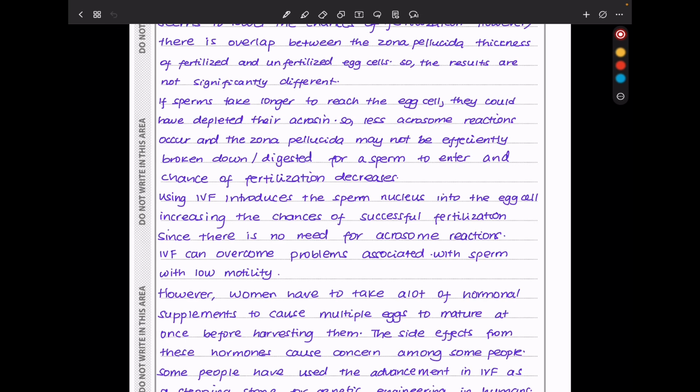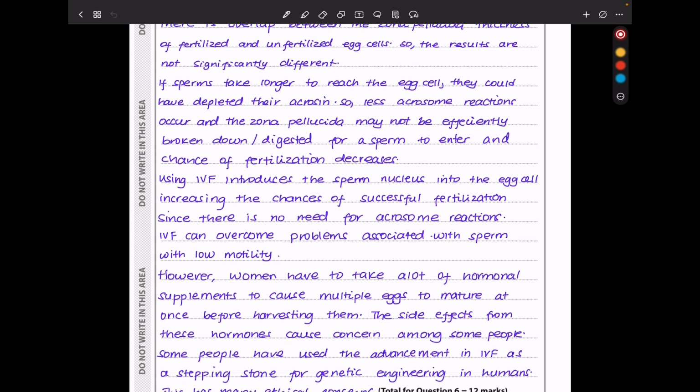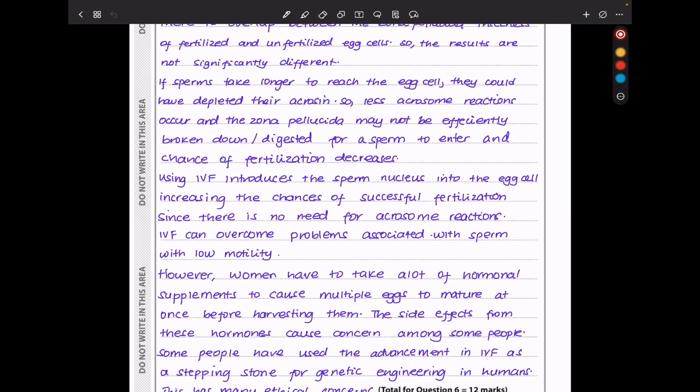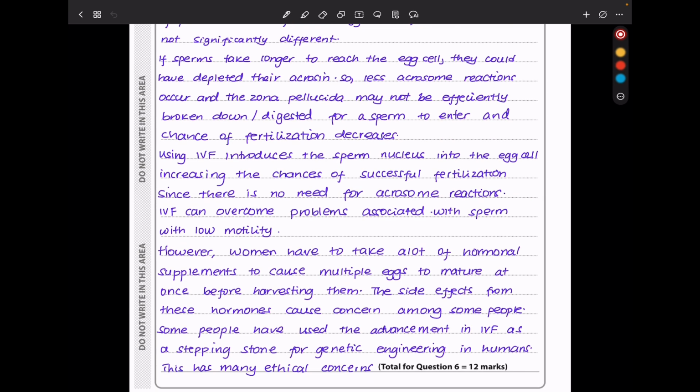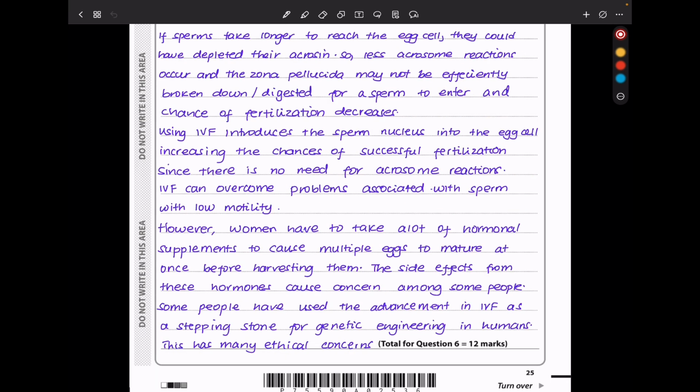Using IVF introduces the sperm nucleus into the egg cell, increasing the chances of successful fertilization. Since there is no need for acrosome reactions, IVF can overcome problems associated with sperm with low motility, or you could say associated with low motile sperms. Since I told you in evaluation questions you have to talk about the pros and the cons.